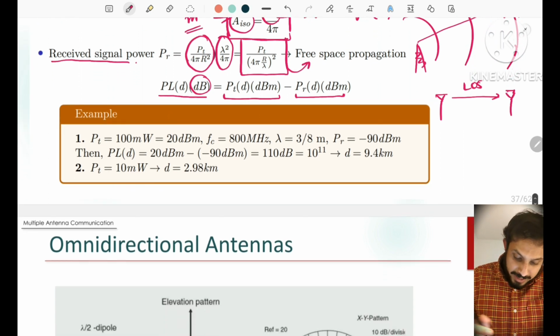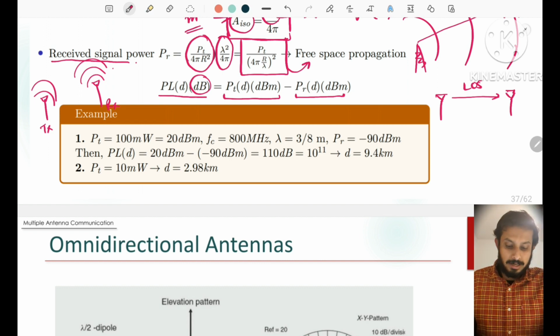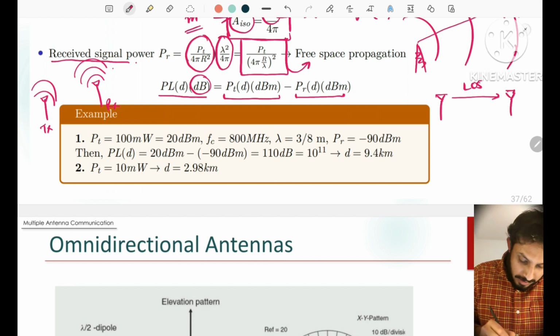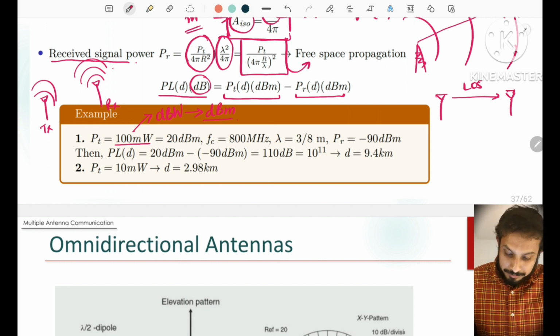Now let us look at an example. Let's say we have an isotropic transmitter which is radiating equally in all the directions, and we have an isotropic receiver which is also receiving from all the directions. The transmit power is 100 milliwatt. This 100 milliwatt can be converted into dBW, and then we can add 30 to represent it in dBm. So we have 20 dBm.